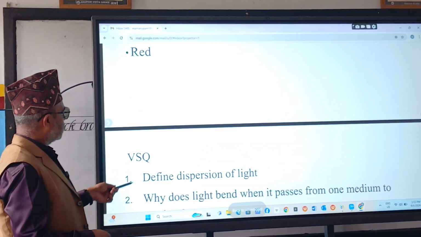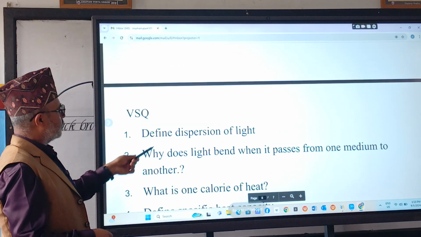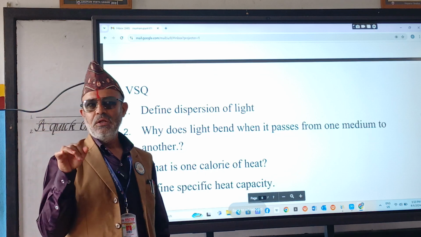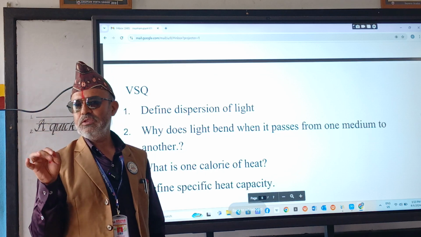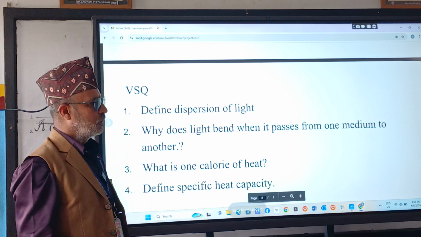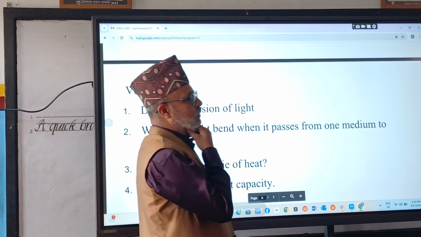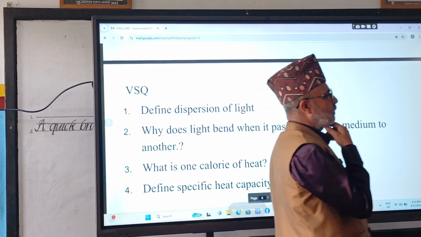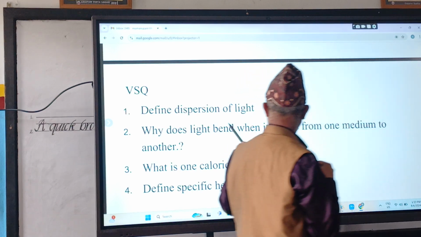Now, part B. Define dispersion of light. Can you define? Sometimes the question can be asked: draw the diagram to show dispersion of light. Write that down. Draw the diagram to show refraction and dispersion of light.